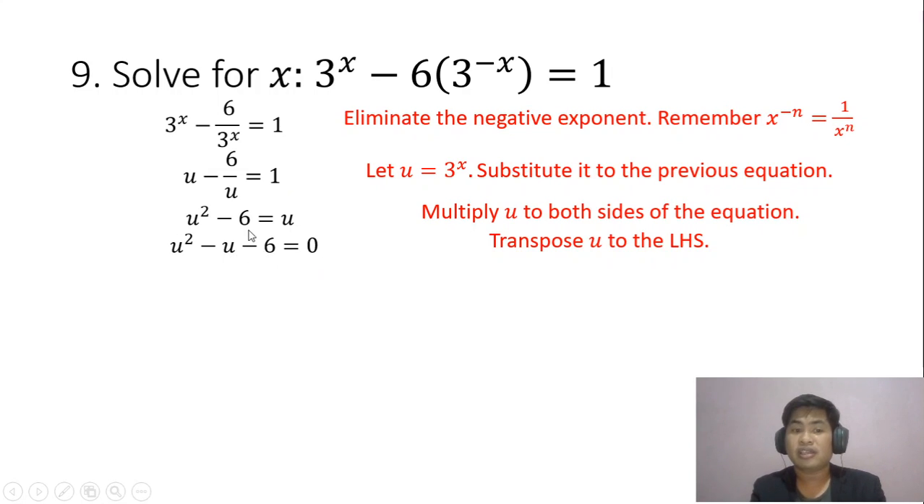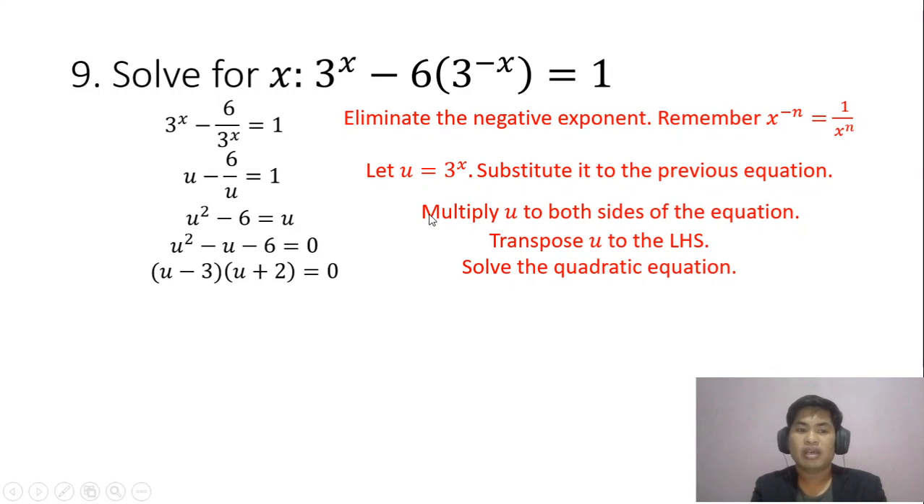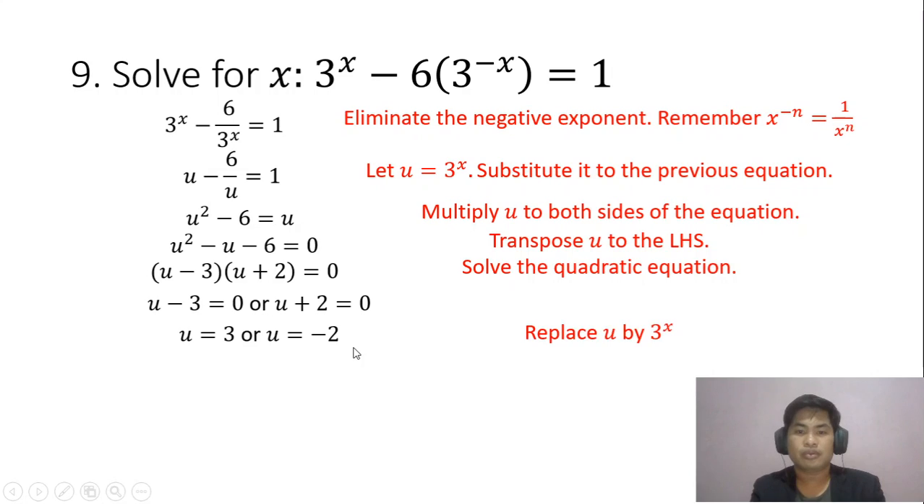So we have a quadratic equation. We are going to solve this one. Pwede na siya ma-factor out. So atong i-factor, so we have u minus 3 times u plus 2 is equal to 0. Then use the zero factor theorem, so we have u minus 3 is equal to 0, or u plus 2 is equal to 0. So we have u is equal to 3, or u is equal to negative 2.